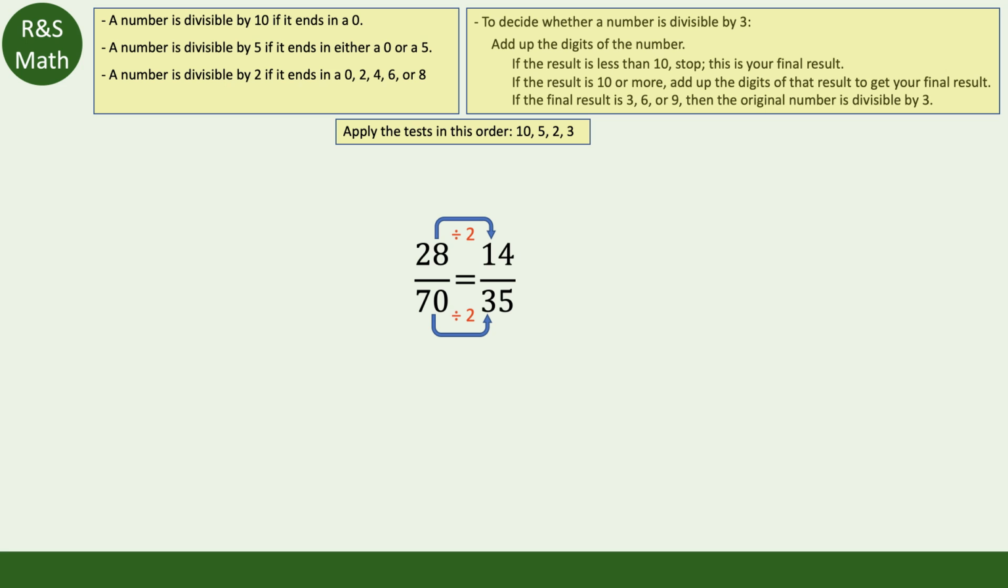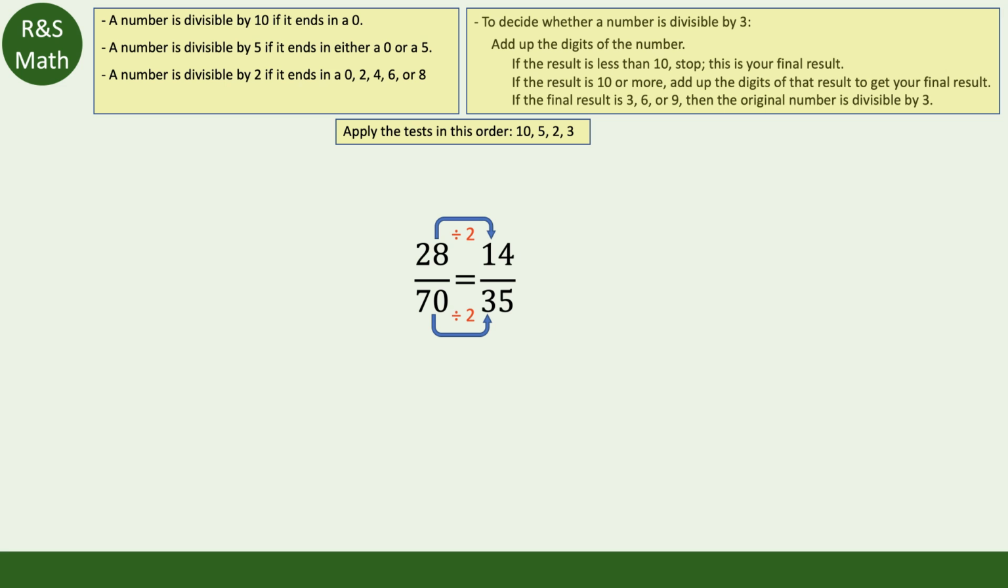Is this the fully simplified form? Well, the divisibility tests for 10 and 5 failed the first time, so we don't need to try them again. 14 is even, but 35 is not, so we cannot divide both by 2. Let's try 3. 1 plus 4 is 5, so 14 is not divisible by 3. There is no point testing to see if 35 is divisible by 3. If the numerator is not divisible by 3, it doesn't matter whether the denominator is divisible by 3, since we always have to divide both numerator and denominator by the same number. So, maybe 14/35 is the fully simplified form.